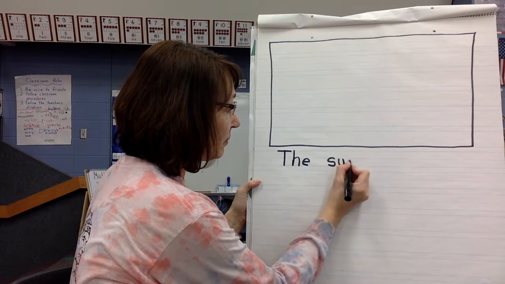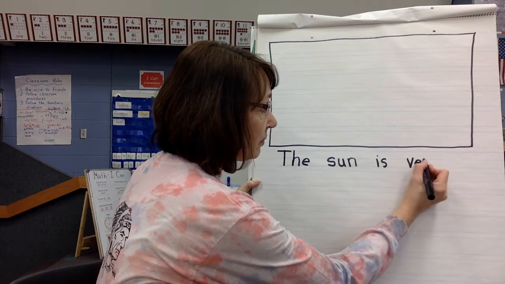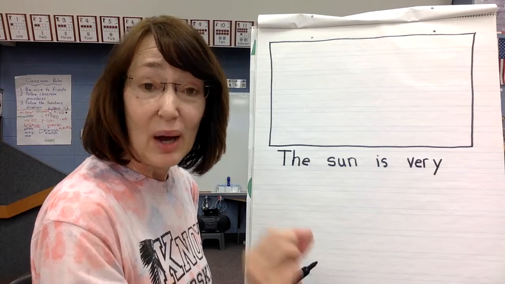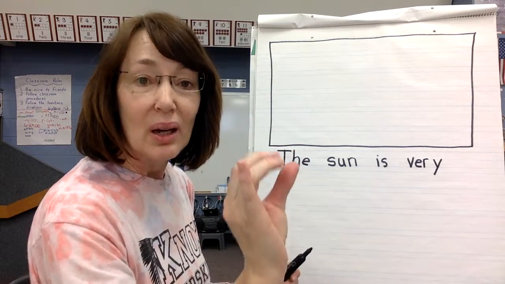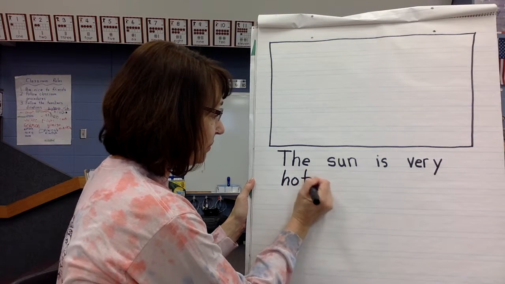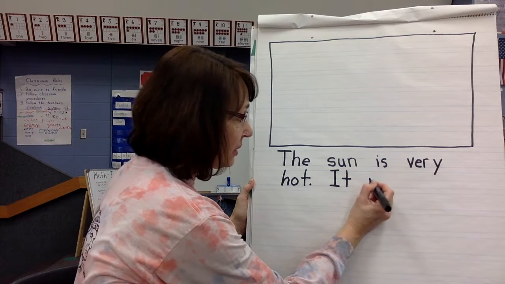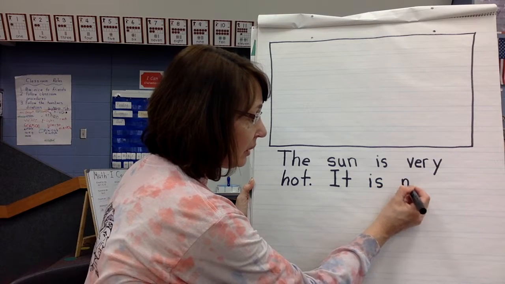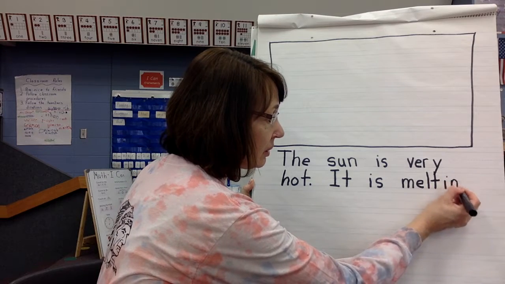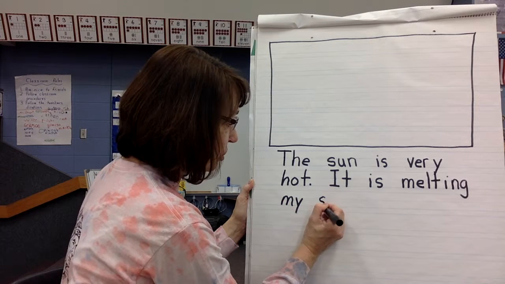Sun is very hot. And if you don't remember how to write hot, tap those sounds out. Hot. So I know it's hot. It is melting my snowman.